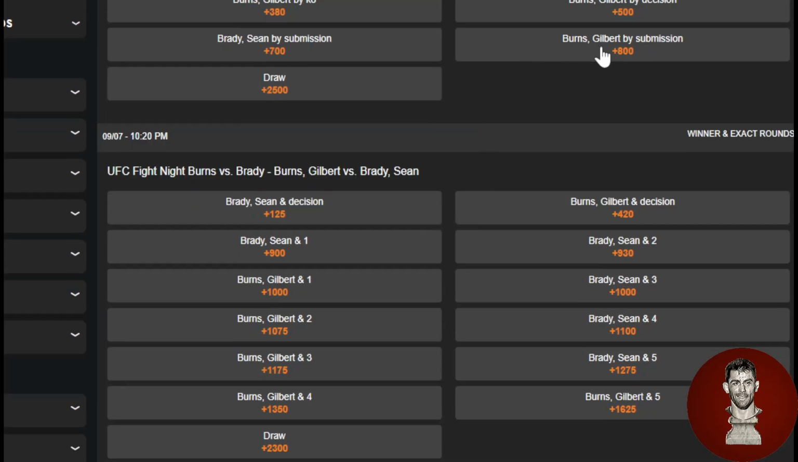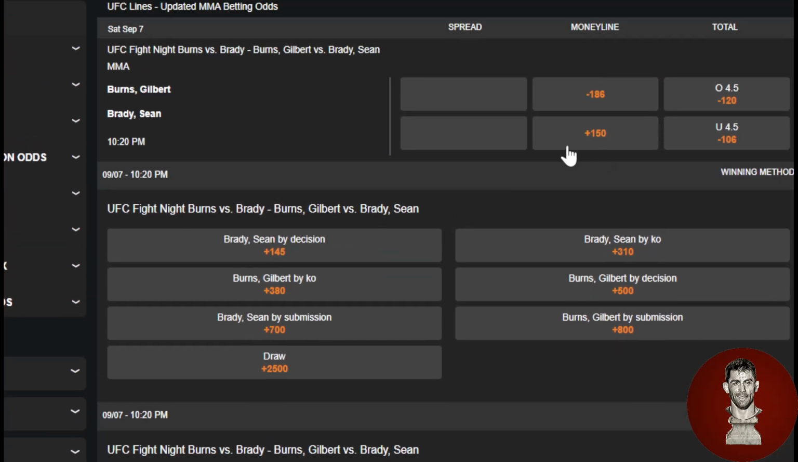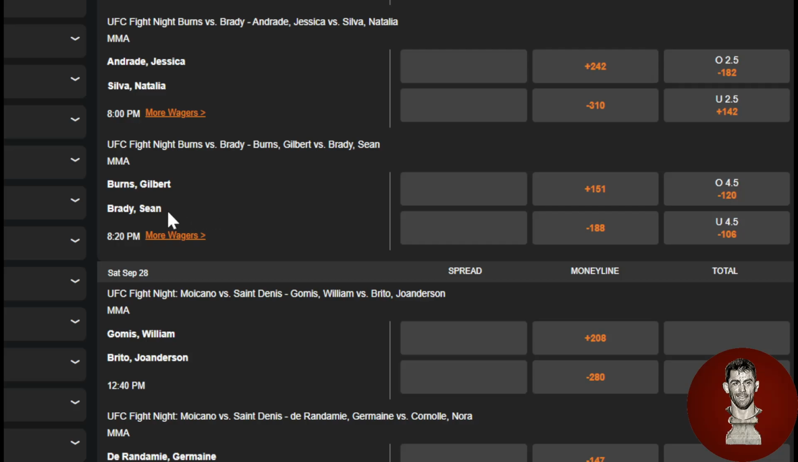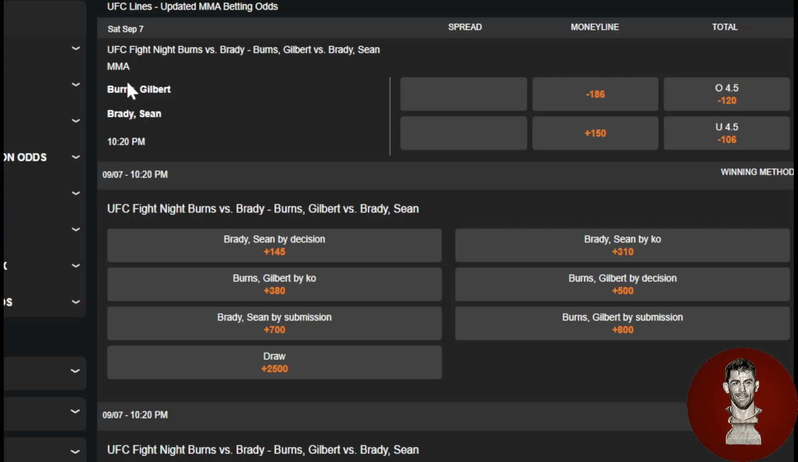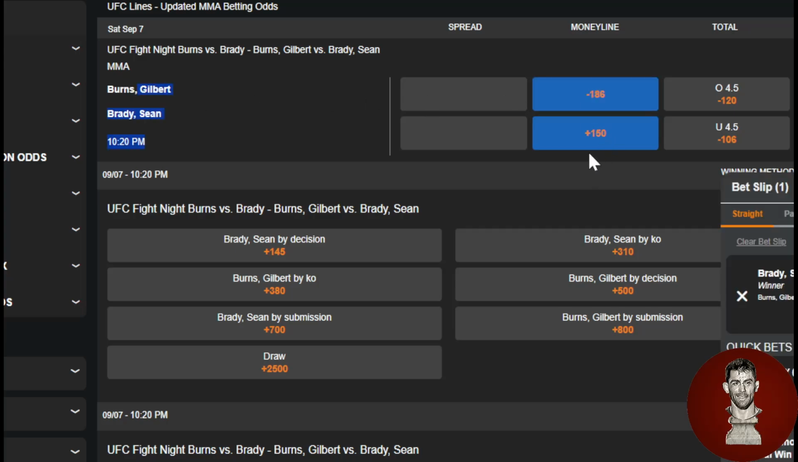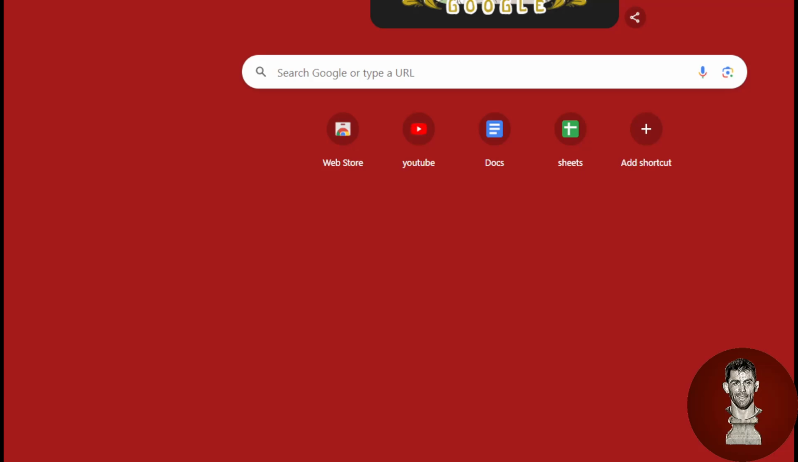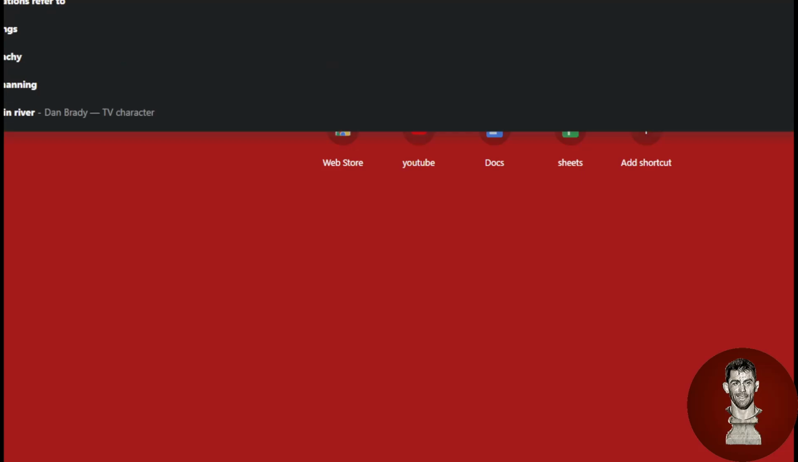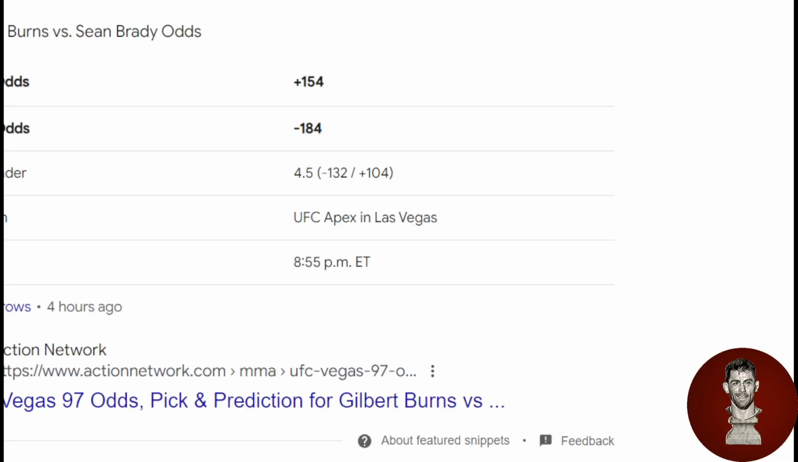Let's see what the odds are for that. Brady by decision, plus 145. I mean, that's fine. I do think that it's kind of crazy that... Wait, Gilbert Burns is the favorite? I'm so confused. Here it says Sean Brady is the favorite. I don't know. It's weird. Let me look up the odds. Brady versus Burns odds. Okay, yeah. Brady is the favorite. In my book, he was being weird.